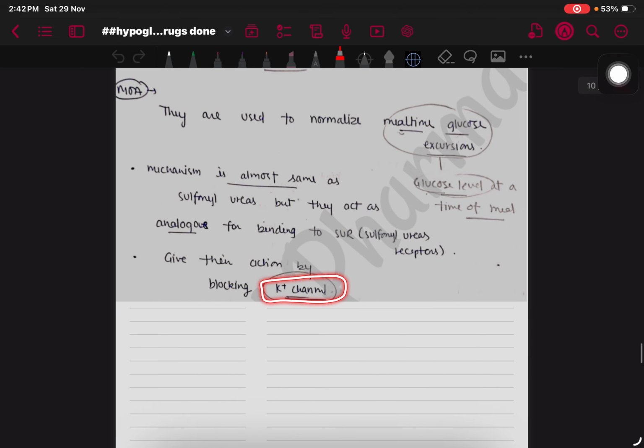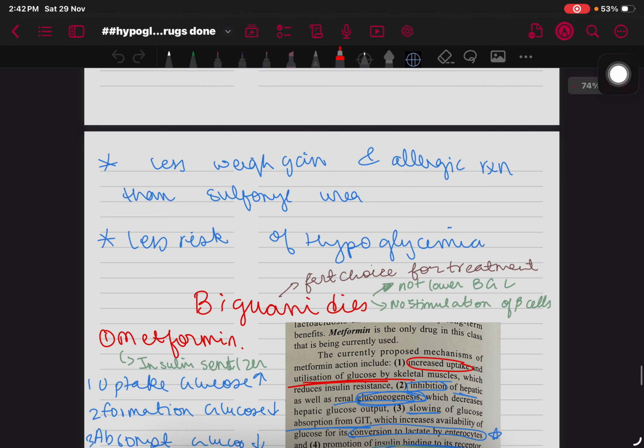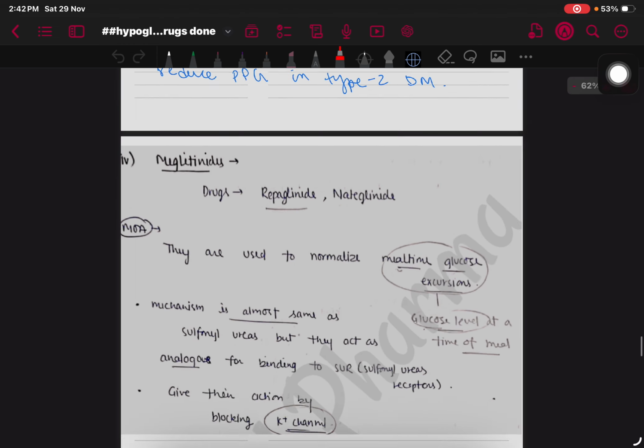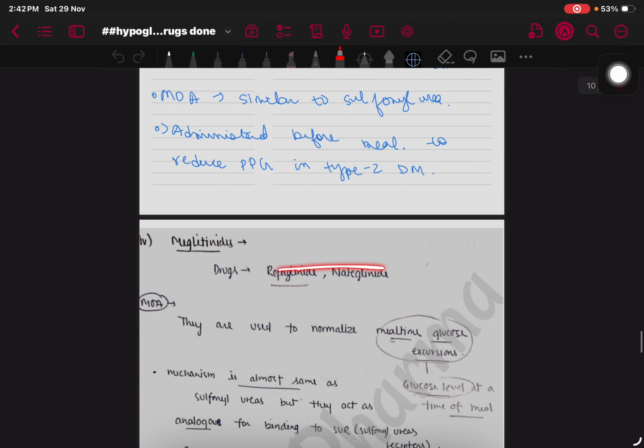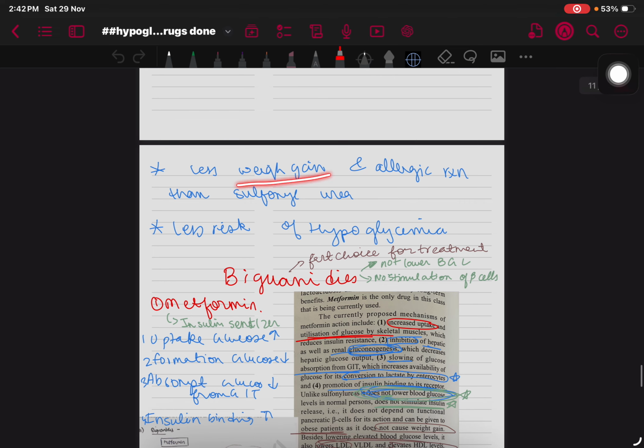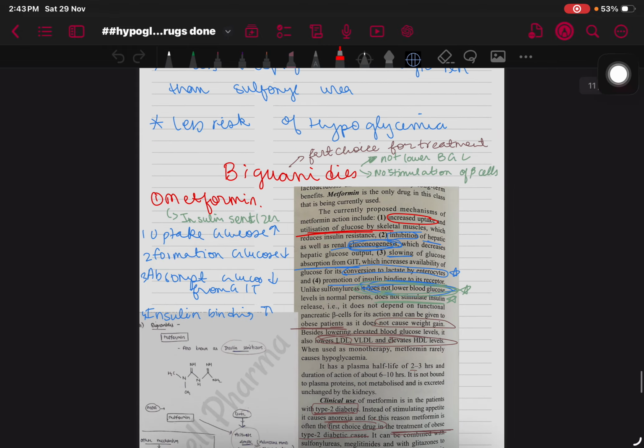They similarly block potassium channel efflux. In this we are giving before the meal so that there is less weight gain. Allergic reaction, no, as in sulfonylurea, sulfur causes allergy. Less risk of hypoglycemia. Now we'll talk about biguanide structure.